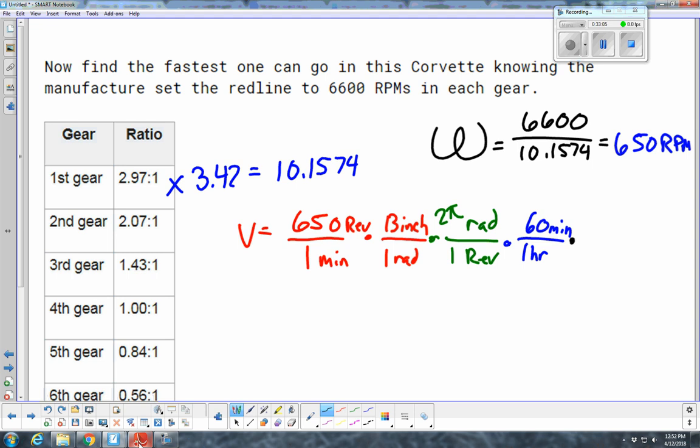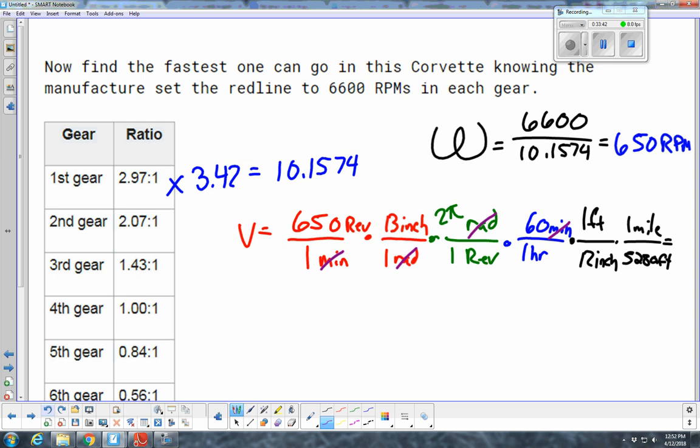Okay, let's go. Last step. Here we go. Inches go low: 12 inches per 1 foot, 5,280 feet per 1 mile. Let's check units and see if everything cancels. I think I got it. Minutes are out. Hours are okay, we like hours. Radians, revs, inches, feet. What do I have left? Miles an hour. So I'm down to miles per hour.